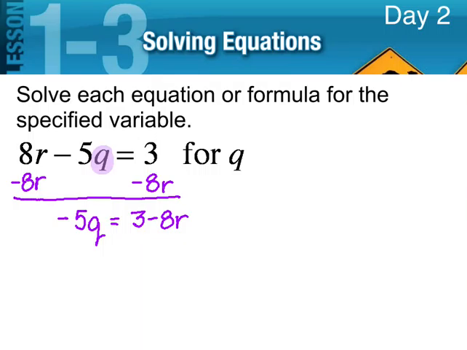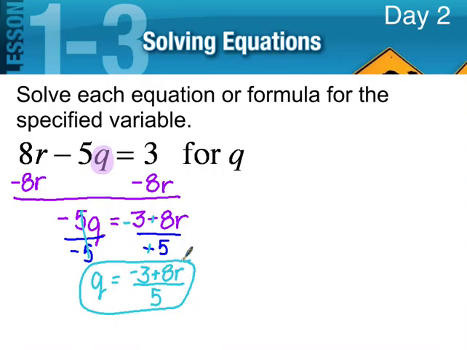Now what we need to do is get rid of the negative 5. So how do I get rid of the negative 5? Divide by negative 5. On the left side, those cancel. The 5's do. It leaves me with q. On the right side, I have 3 minus 8r. Now, do I let you have a negative in the denominator? No. So I'm going to go ahead and change that to a positive and change each of those to their opposite. So it should be negative 3 plus 8r, all divided by 5. And that is going to be your final answer.